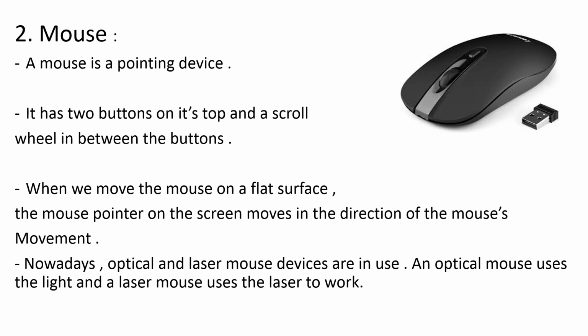The 2 buttons, one is left click and the other is right click, and the buttons are used to select an object, to select any folder, to select any file. It is used to draw pictures on the computer. Okay, and that's why it is called the pointing device.